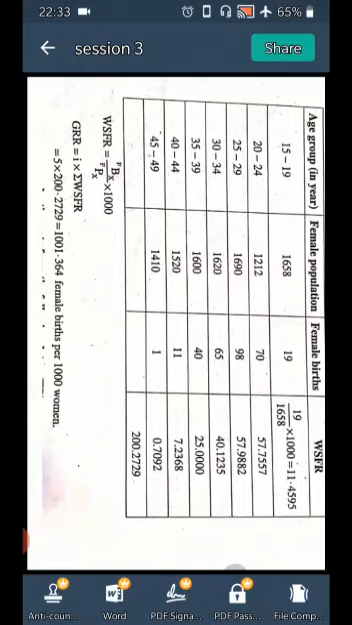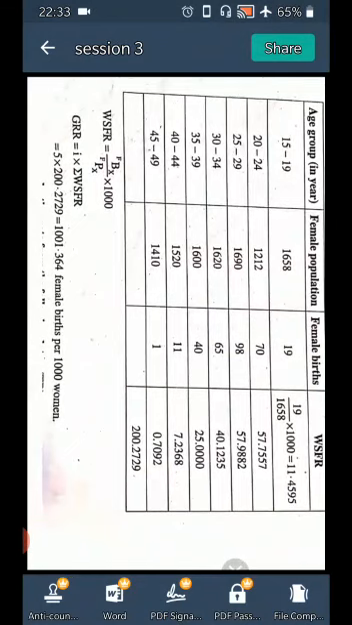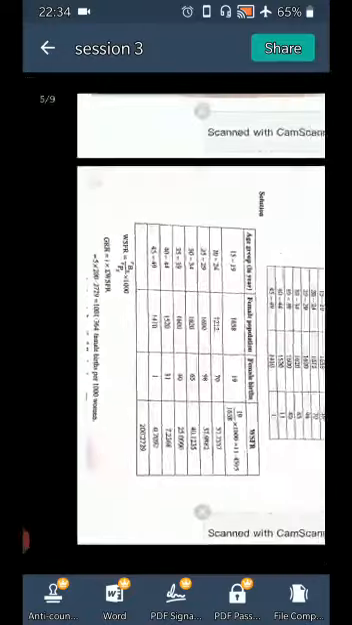So the total is 200.2729, and then we substitute in the respective values. That is 5 into 200.2729 is 1001.364 female births per 1000. So for every 1000, this is the value. If you want to do it individually, you will divide it by 1000 and you will get the GRR. So this is a simple example on GRR.